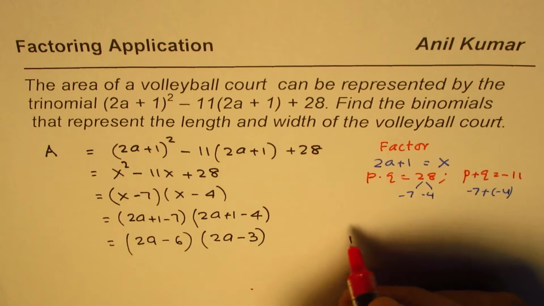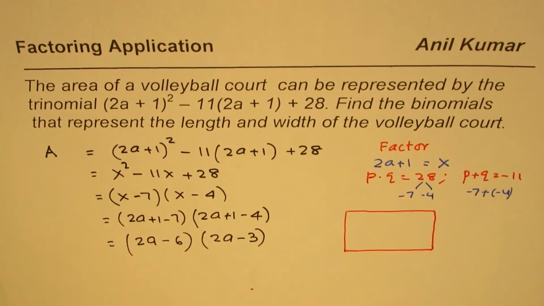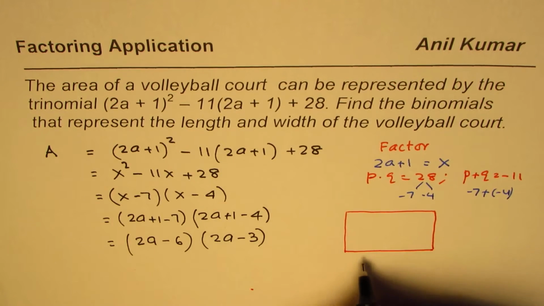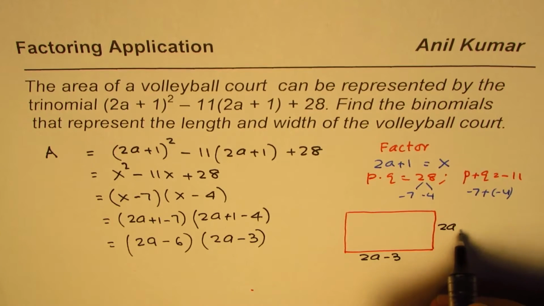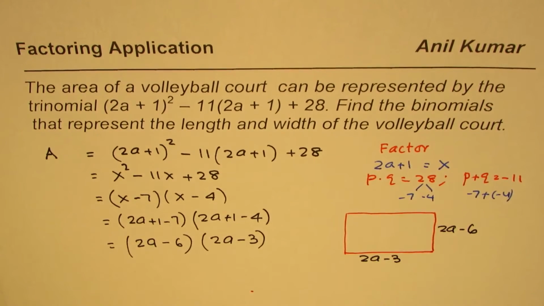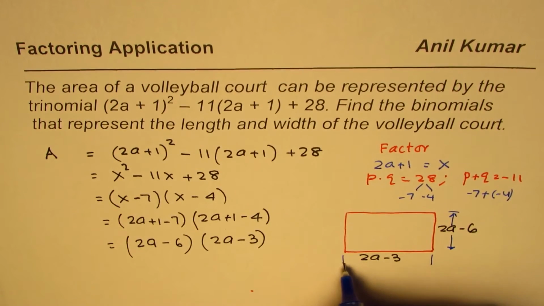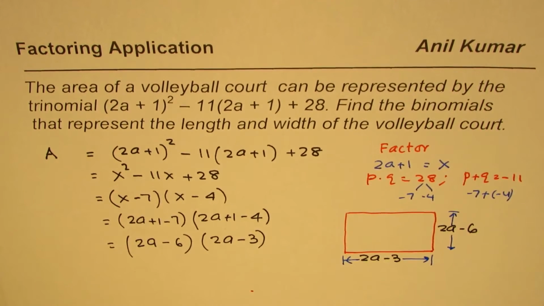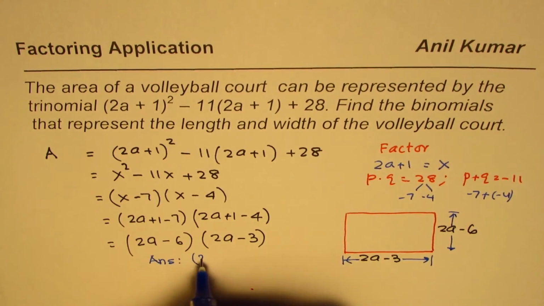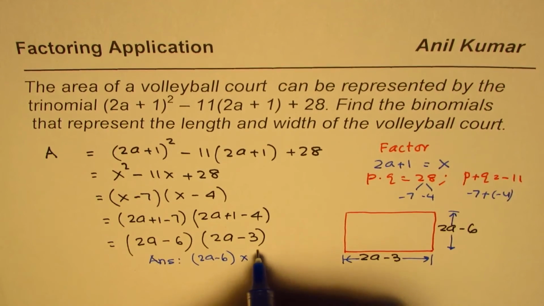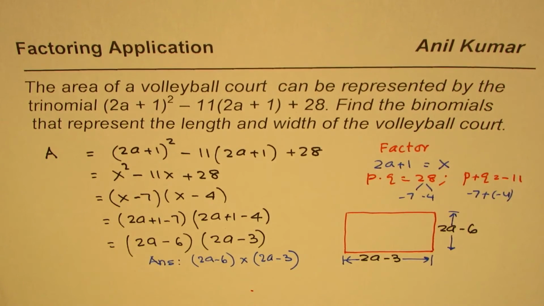So the volleyball court has dimensions mentioned here, which are, one of them could be 2a − 3, the other one 2a − 6, right? That is how you get the length and width of the court from the given expression. Do you see that? So that is our answer. Our answer is the volleyball court is (2a − 6) times (2a − 3) units. So that is what the solution is.